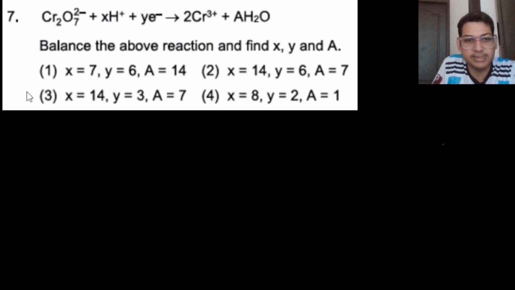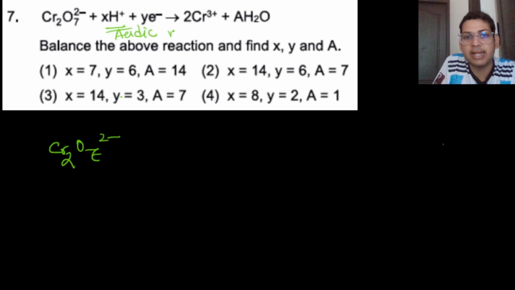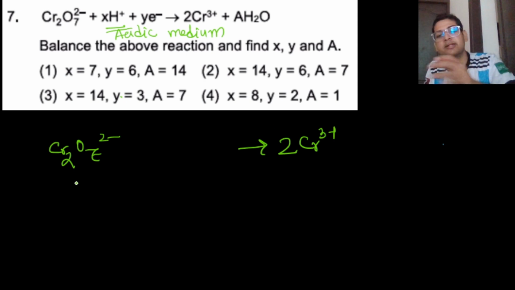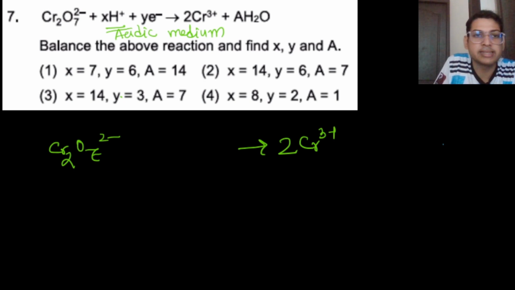Sir, this is probably the easiest question, right? Yes, I also feel that this is very easy. Sir, Cr2O7 2 minus, in acidic medium I have to do the balancing. It is already given 2 Cr3 plus. Okay, no problem. So chromium is balanced on both sides.